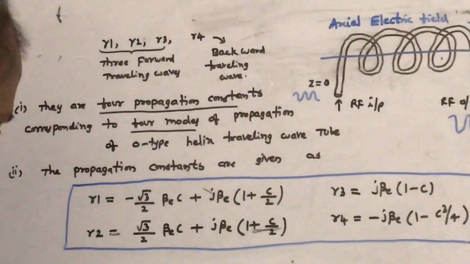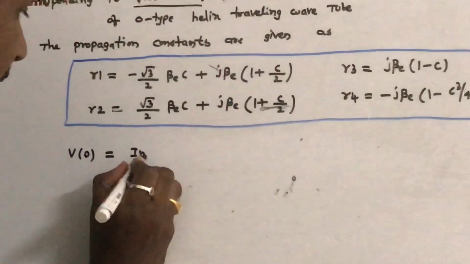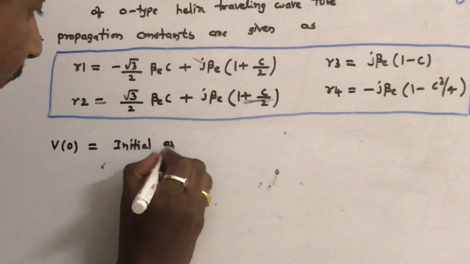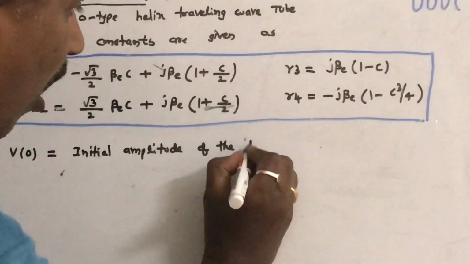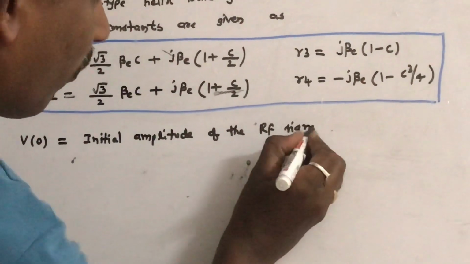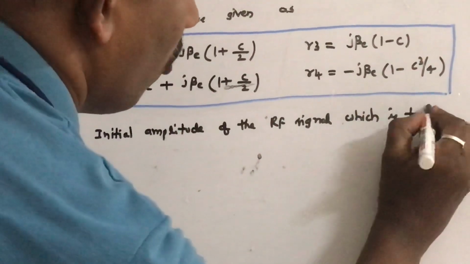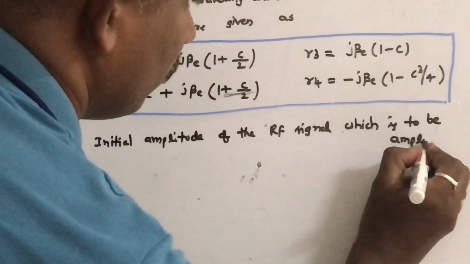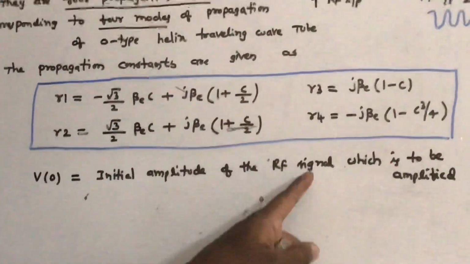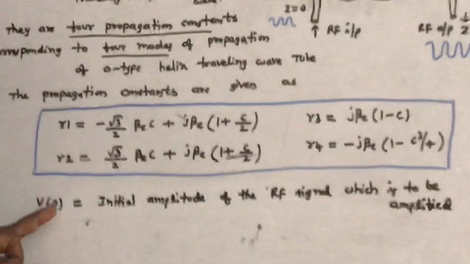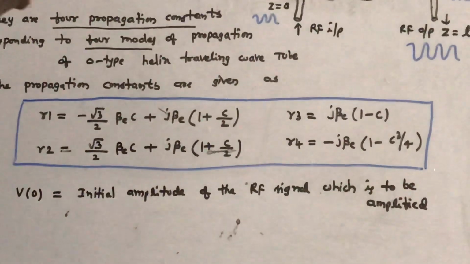Now let us assume that V of 0 is the initial amplitude of the RF signal which is to be amplified. That V of 0 is what? It is the initial amplitude of the RF signal which is to be amplified. Because it is at z is equal to 0 location, we have taken the initial amplitude as V of 0.